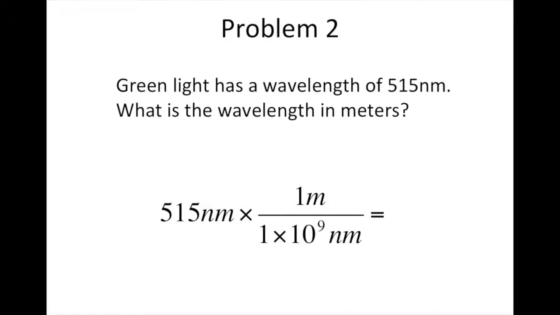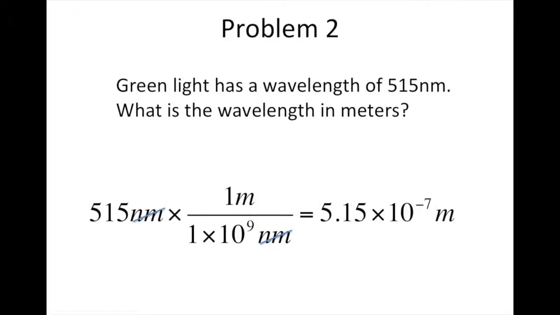Okay. So what I would do is first write down the number that I'm given. Then I would put up a fraction beside it where I want to convert to meters, and I want to convert from nanometers. So meters goes on top, nanometers on the bottom. Meter is larger than a nanometer, so the meter gets the 1. And the conversion between a meter and a nanometer, 1 meter is equal to a billion, or 1 times 10 to the 9th nanometers. Now my nanometers will cancel, and I come up with 5.15 times 10 to the negative 7th meters.